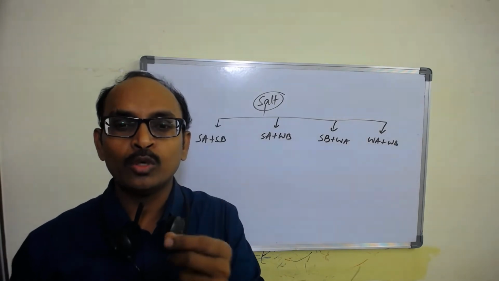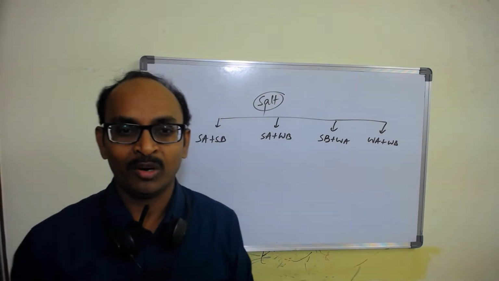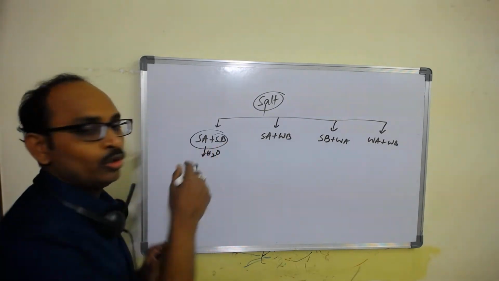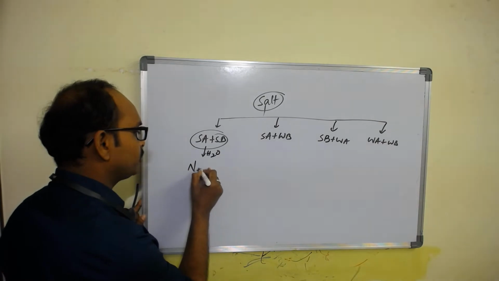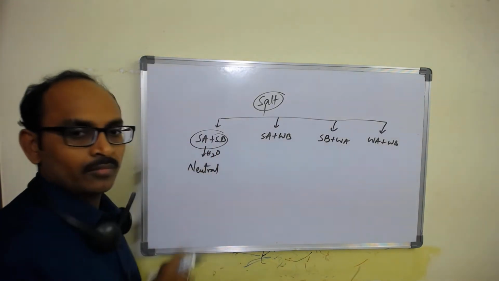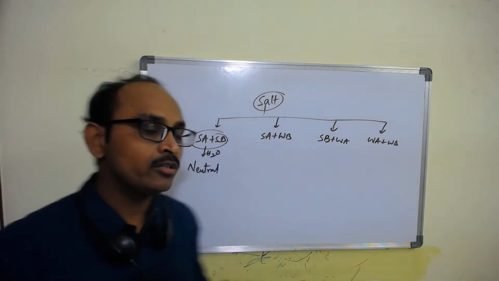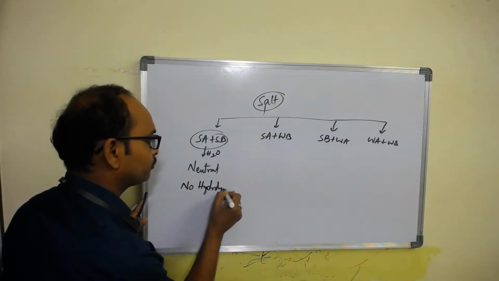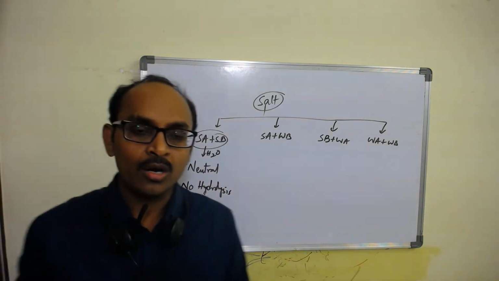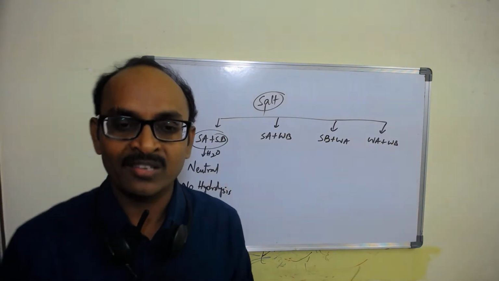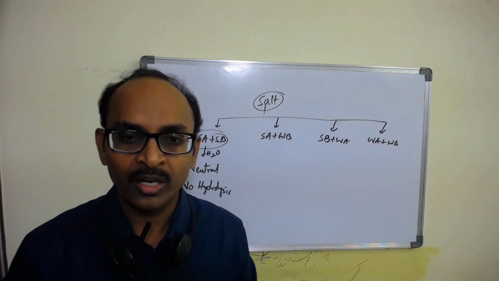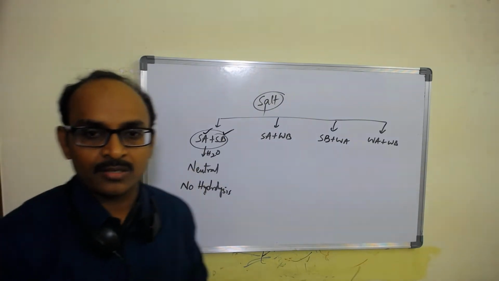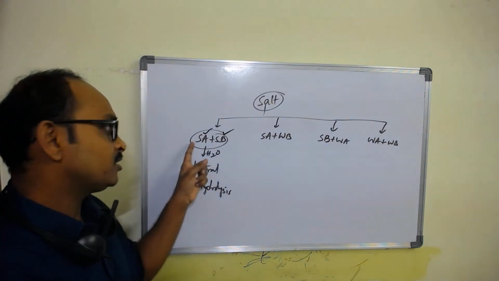What kind of aqueous solution do they form when you dissolve them in water? Now this is a salt. When you put it in water, the solution will remain neutral in nature, because this salt does not undergo any hydrolysis reaction. Why is it not undergoing hydrolysis? Because this is a salt of strong acid and strong base, because both the substances are strong.